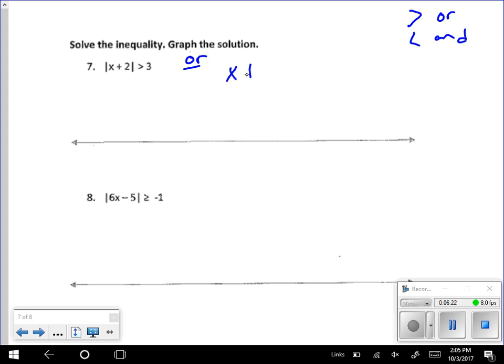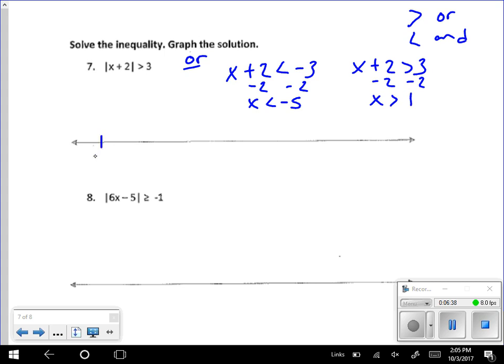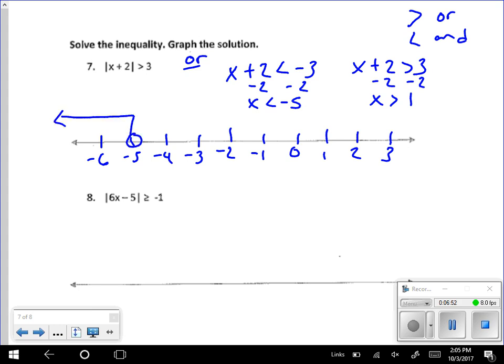So we have x plus 2 is less than negative 3, and x plus 2 is greater than 3. So we'll subtract 2 from both sides. We have x is less than negative 5. Careful with your signs there. And subtract 2, x is greater than 1. So we'll graph it. Make sure your graphs are even intervals across. And then we have an open circle at 5 shaded to the left, and an open circle at 1 shaded to the right.